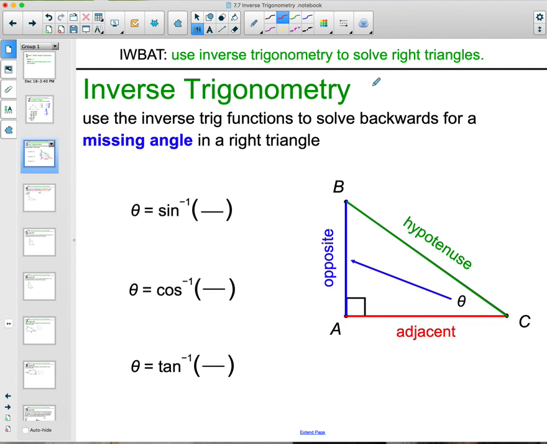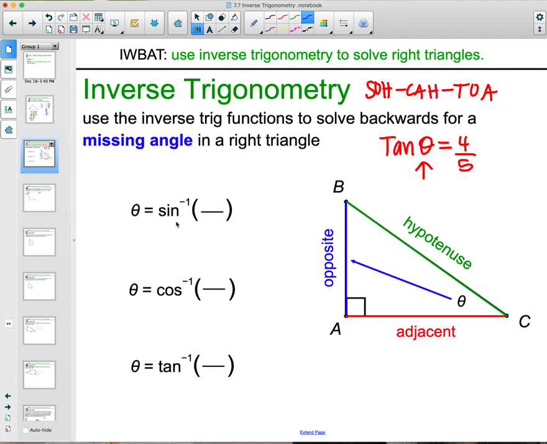Remembering back to SOH-CAH-TOA, to remember what sides go with what function, this is how you work it backwards to get the angle out. If you set up a trig function and you end up with tangent of theta equals 4 over 5, and that angle is the thing that's missing, then we're going to be using inverse tangent to get the angle back out.